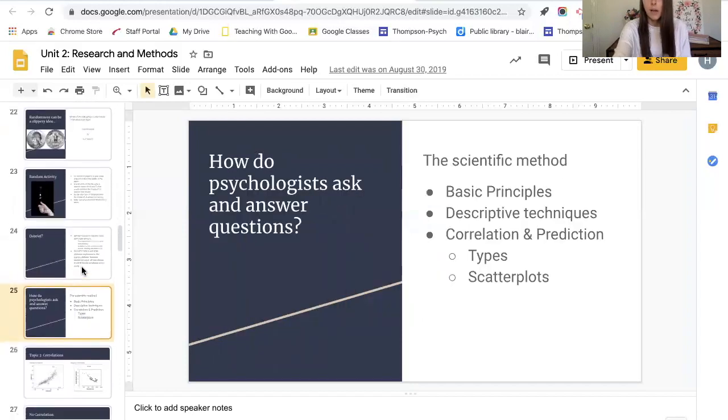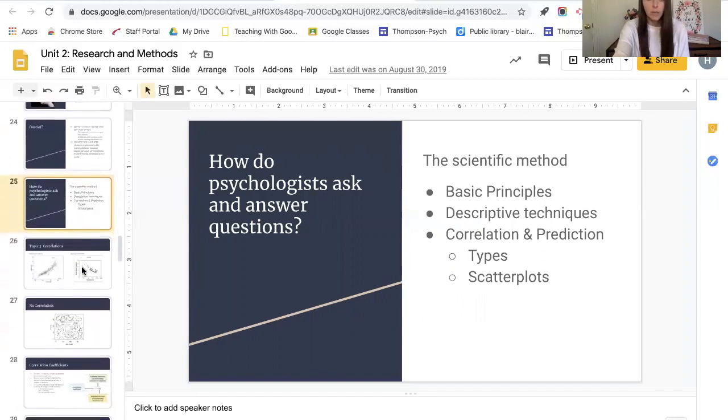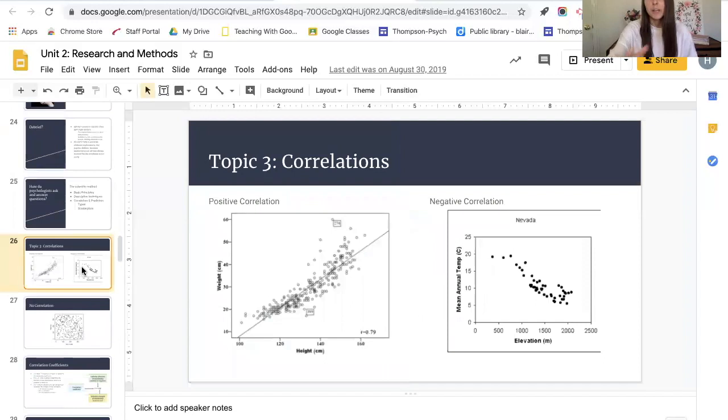So we talked about descriptive techniques, and then I'm going to talk to you about correlations because that was a big thing as well. Remember, we can have positive and negative correlations. Now, correlation does not mean causation, right? We cannot prove causation unless there's an experiment. That's one thing that we have to remember. But you can have things that are kind of linked together through a correlation.